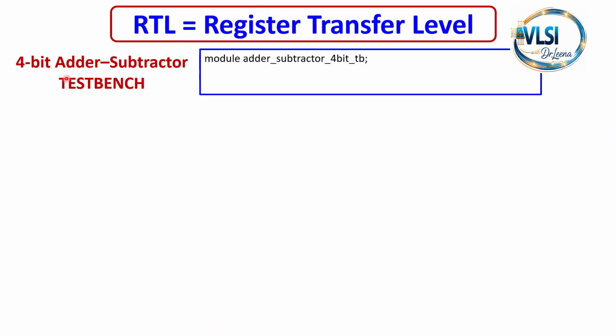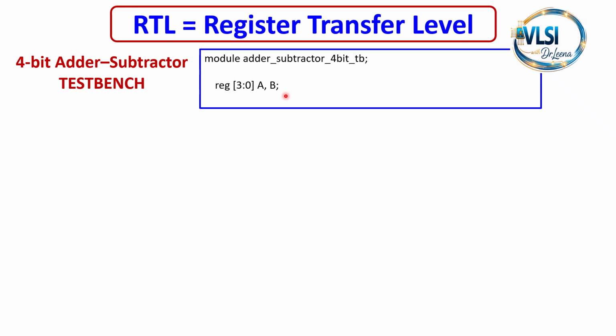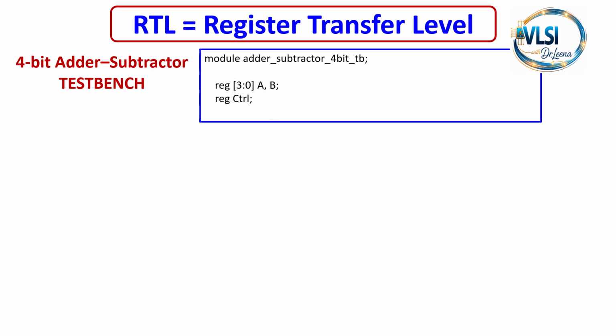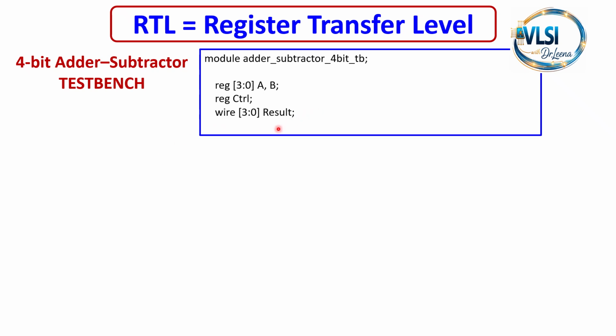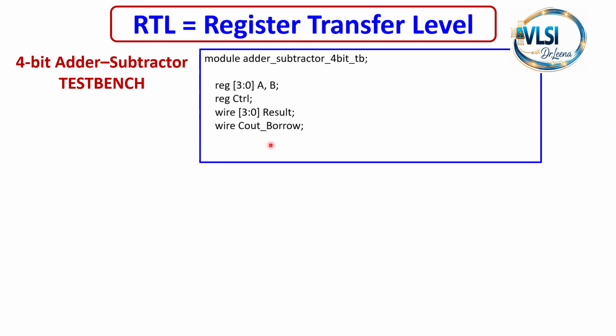Yeah, students, now we can start the test bench for the 4-bit adder subtractor. First we give the module, and then the module name. After that we assign the inputs and outputs using reg and wire. First we assign the inputs A and B using reg, and then the input control using reg. Then we assign the output result using wire and cout borrow using wire. We know why we are using reg and wire. We have already clearly seen all this in previous videos.